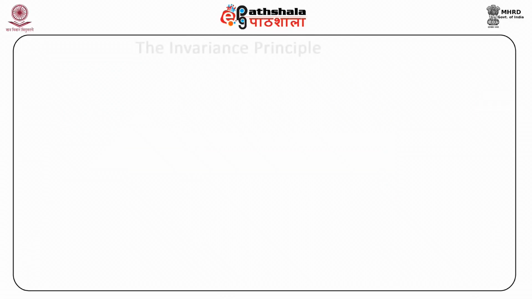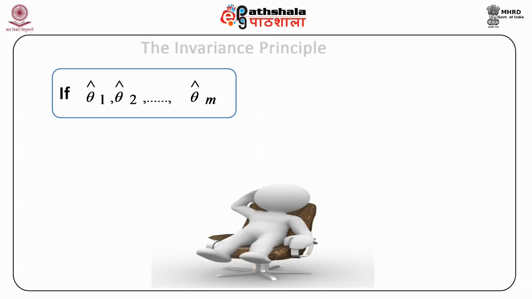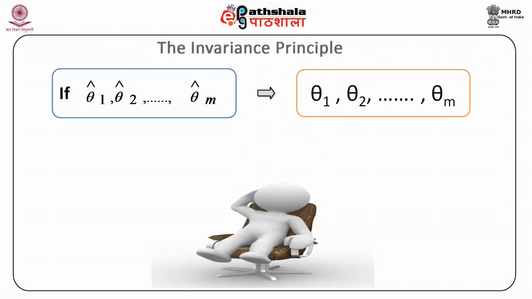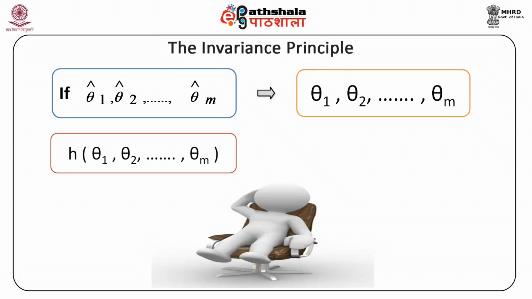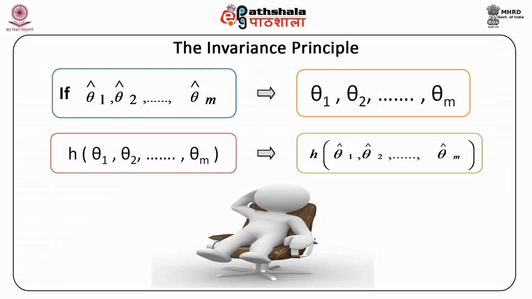The invariance principle states that if theta 1 hat, theta 2 hat up to theta m hat are maximum likelihood estimators of the parameters theta 1, theta 2, up to theta m, then the MLE of any function of the parameters, h, which is a function of theta 1, theta 2, theta m, is the same function of the maximum likelihood estimators, which is h as a function of theta 1 hat, theta 2 hat, theta m hat, where the functional form is the same for both functions.